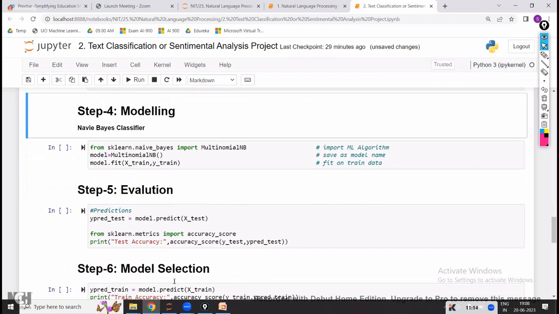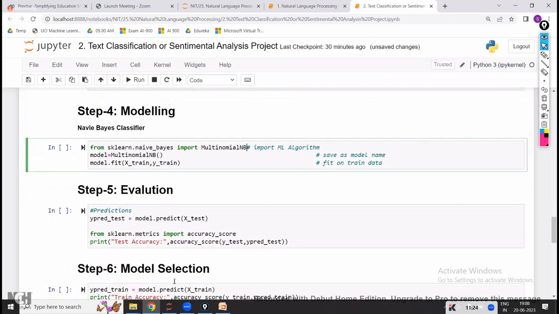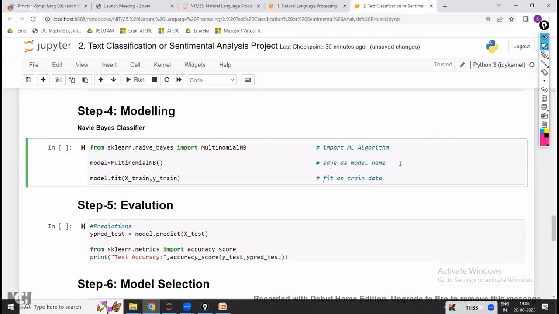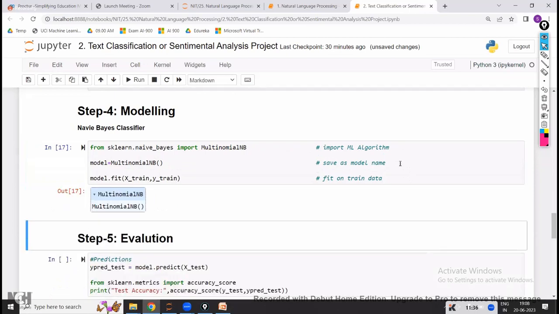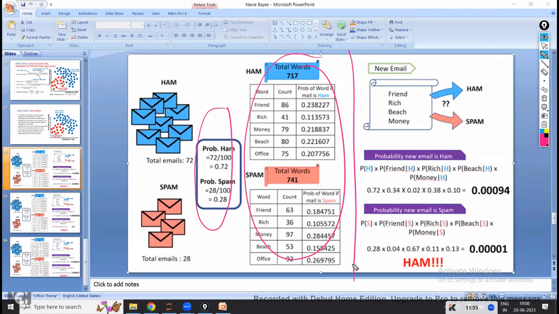From sklearn.naive_bayes, you import the multinomial Naive Bayes. First line is import, second line is save, third line is fit on xtrain ytrain. When you apply fit on xtrain ytrain, it is going to calculate the prior probability, and along with it the probability of each word. In the backend it is just calculating these two. Is that clear?